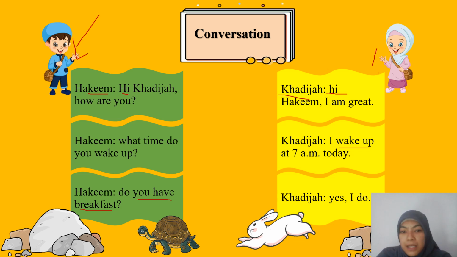This is the basic conversation that you can ask and reply to your friend. In the conversation you have to begin with greeting each other. So you have to begin the conversation by asking, "How are you? Good morning, how are you?" And then you can start, "What time do you wake up?" "I wake up at 7 today." "Do you have breakfast or what time do you have breakfast?" "I have breakfast at 6 or at 8." You can say whatever.